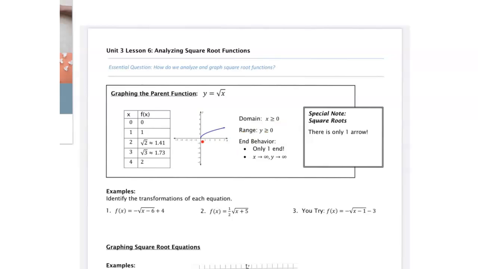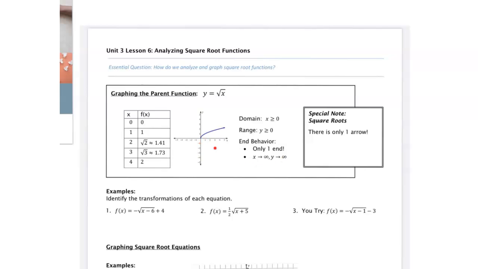The domain for this particular parent function is x is greater than or equal to 0. So that's all of our possible x values. All of our possible x values for this one start here at 0, 0 and continue to go. So we have x is greater than or equal to 0. And our range for this one, all of the possible y values, is y is greater than or equal to 0.